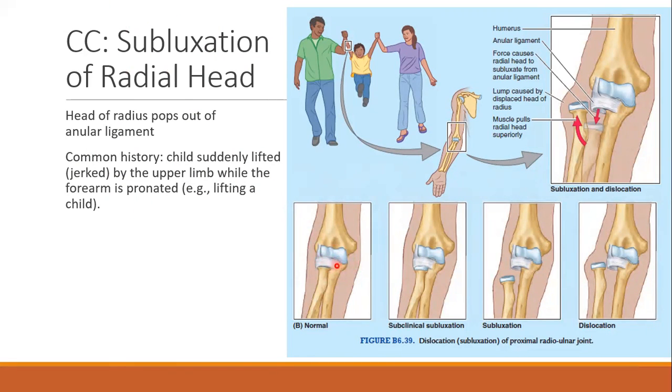So this is what's normal. And you can see here's your annular ligament. You can have subclinical subluxation where it comes out a little bit, but the head doesn't come out all the way. Full subluxation where the head comes out, but it's still in alignment with the humerus. And then dislocation is when the head has come out of the annular ligament. It is now moved lateral to the annular ligament. So this is dislocation versus subluxation and still in a line.